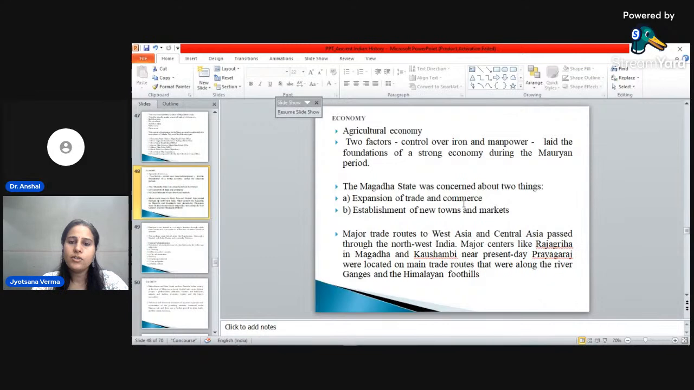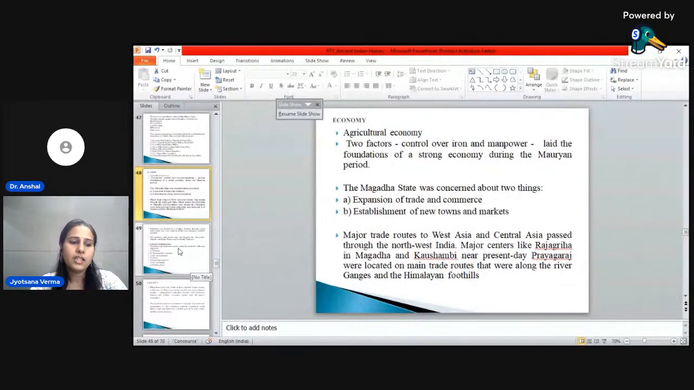Major trade routes to West Asia and Central Asia passed through Northwest India, and major centers like Rajgir in Magadha and Kaushambi, near present-day Prayagraj, were located on the two main trade routes along the river Ganga and the Himalaya hills. Because of the Indo-Gangetic plain, there were major trade routes connecting India to Central Asia. So the Mauryan Empire saw flourishing trade, commerce, and use of iron.